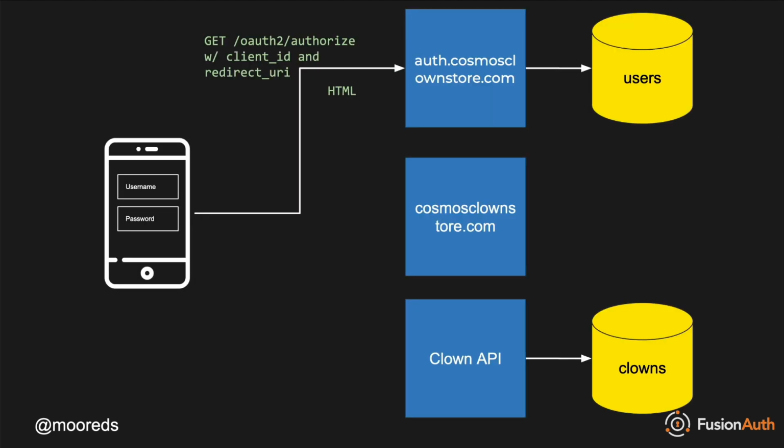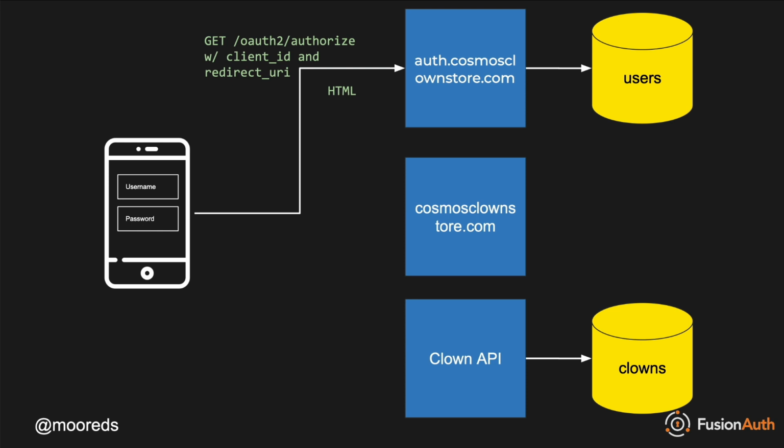So let's walk through the Authorization Code Grant and how you get a bearer token. It's worth noting that there are three main components here. We have the Auth server, which is auth.cosmosclownstore.com. We have cosmosclownstore.com, which is a web application. And then we have the Clown API, which is the resource that we're protecting. That's going to give us back a list of clowns.